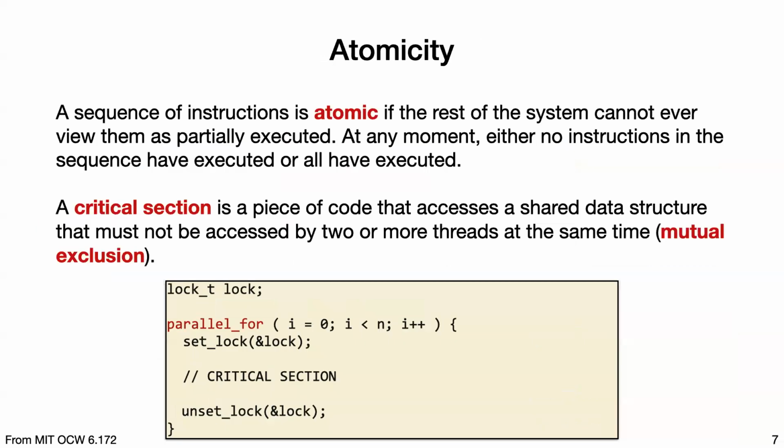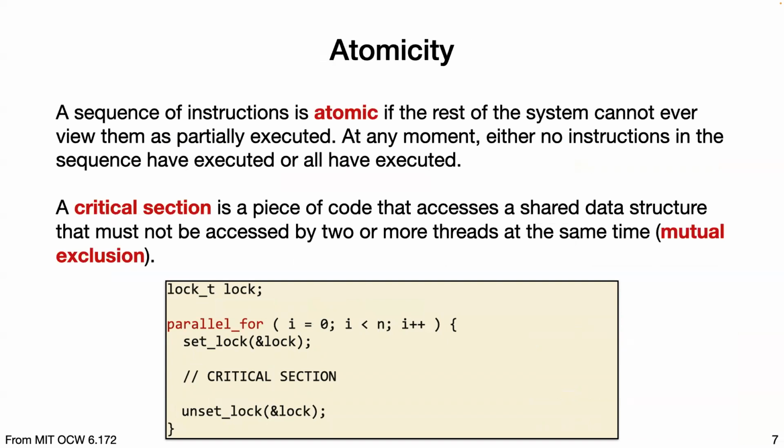Okay. The high-level reasoning behind this is that we need atomicity in our operations. In the previous operation, we needed to both set the next pointer and update the head in one single go. Otherwise, it would get overwritten in that example. And so we have a sequence of instructions and it needs to be atomic. And atomic means that the rest of the system cannot view them as partially executed.